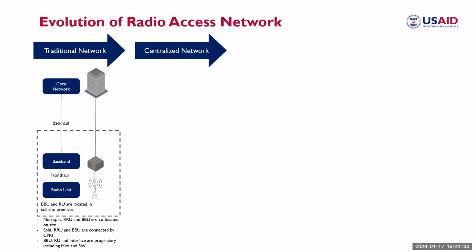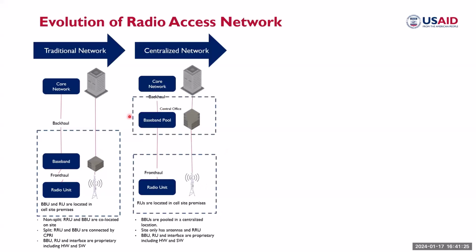And then you have the centralized network. To have an efficient implementation, this is an architecture that emerged in response to the need for a flexible and cost-effective solution. If you can see here, you still have the core network, the baseband, and the radio unit. The difference is that the BBU, the baseband unit, is in the central office, so away from the cell site. Ang naiwan lang on the cell site premises are the RUs, the radio unit. So your fronthaul going to the baseband pool in the central office is now centralized.